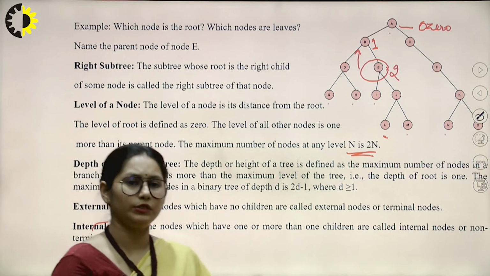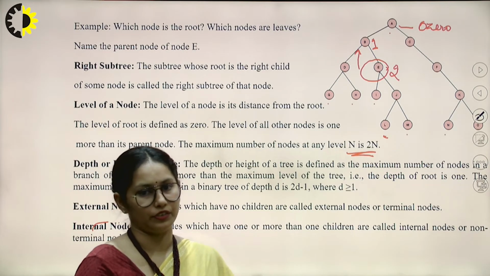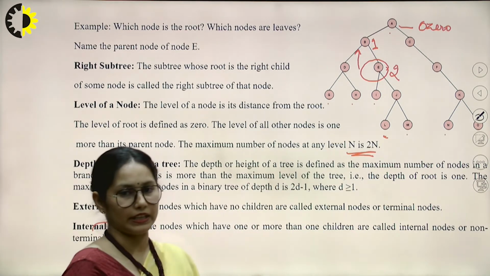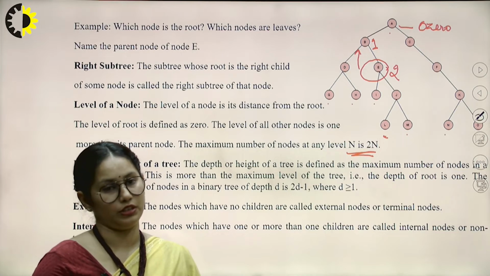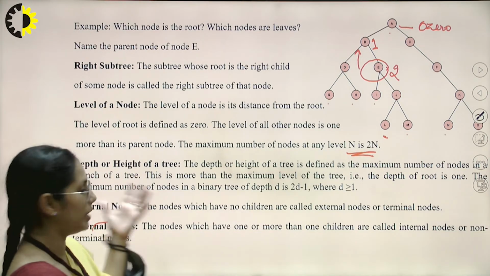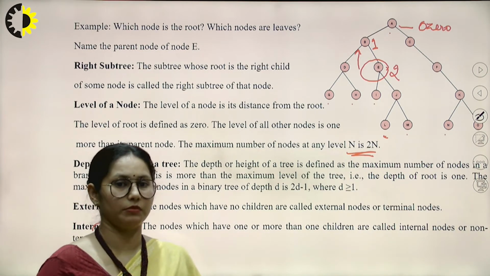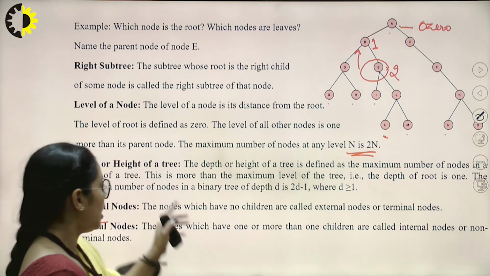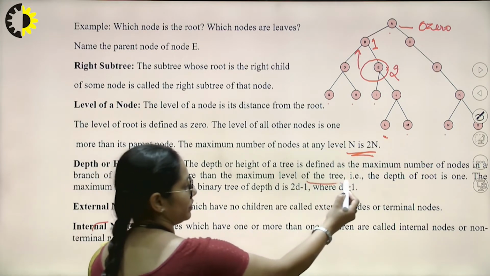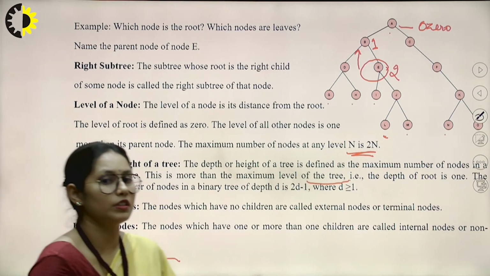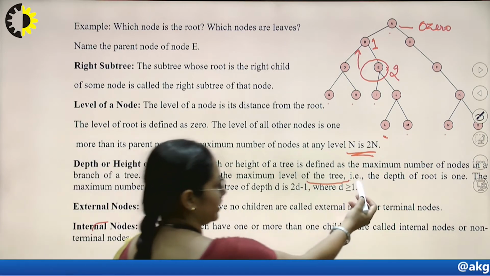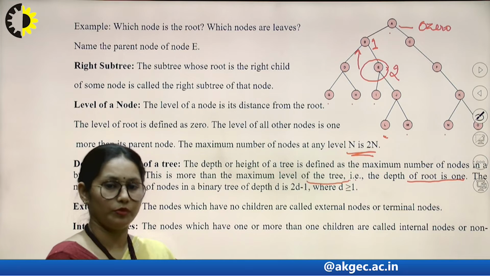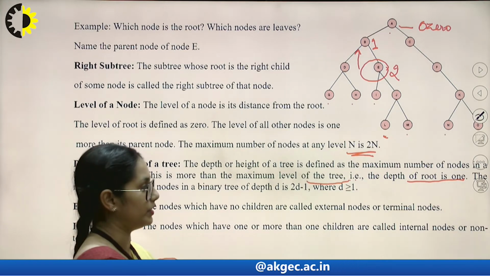Okay. Now, the next is depth or height of the tree. So, what do you mean by depth? Basically, the depth or height of the tree is defined by the maximum number of nodes in a branch of a tree. This is more than the maximum level of the tree. It should be more than the maximum level. So, it means the depth of the root is 1. We will be starting from the root node and the depth of the root node will be considered as 1.